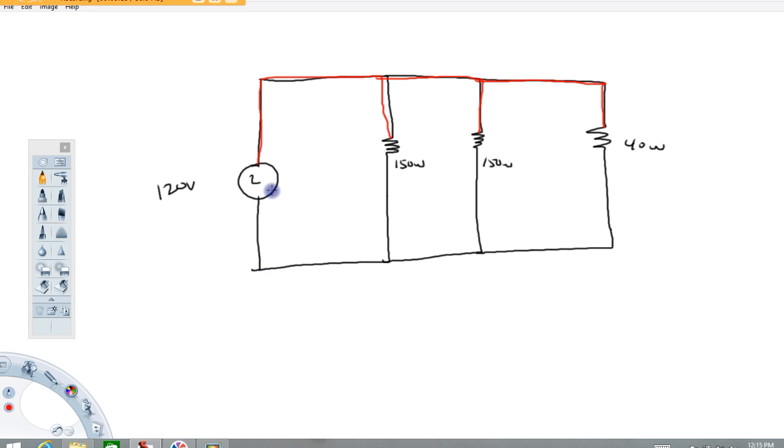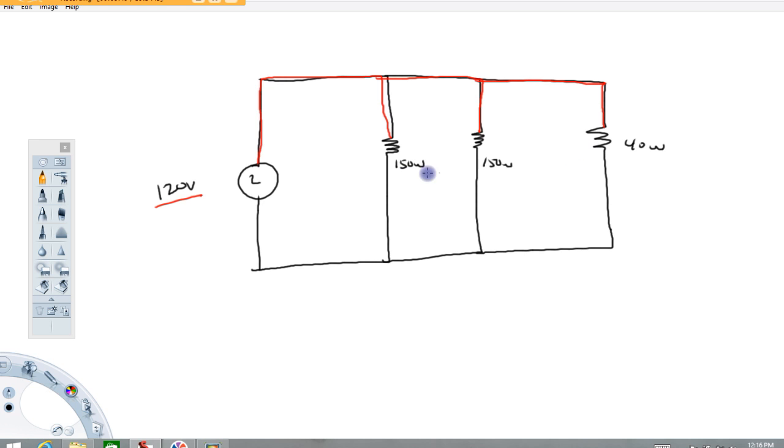So it's important to realize, red to black, this 120 volt potential, that's the potential across here. Red to black, that's the potential across here. Red to black, that's the potential across here. So this 120 volts is good across all three bulbs. So this is an example of a parallel circuit. All your household wiring is in parallel because the voltage needs to be the same everywhere. That's the defining characteristic of a parallel circuit.